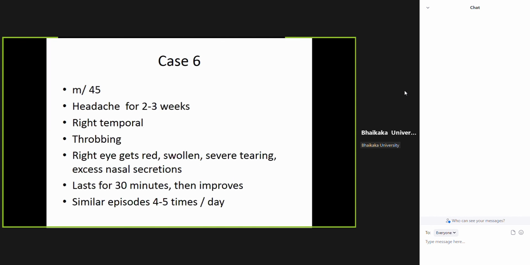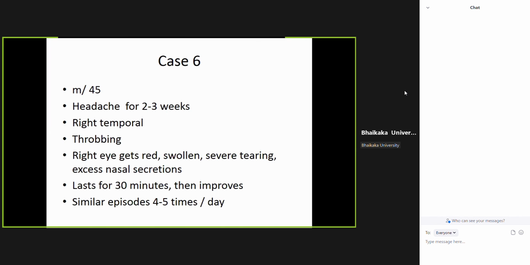And this is the last case. 45-year-old male presented with history of headache for 3 weeks. It usually remains right temporal, throbbing. But here, patient also has history of right eye gets red, swollen, severe tearing, nasal secretions, lasts only for 30 minutes, then improves. Similar episodes of 4 to 5 times in a day.